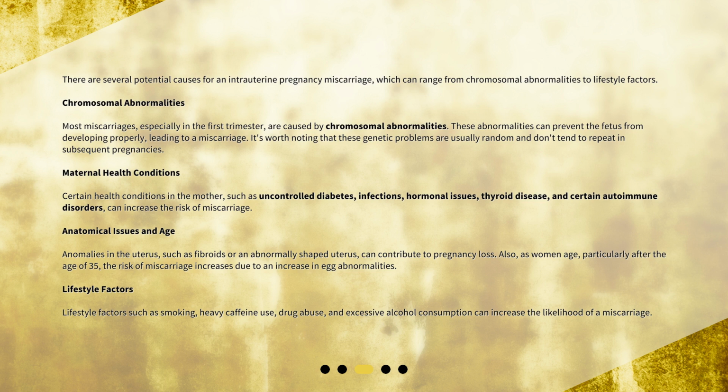Maternal health conditions. Certain health conditions in the mother, such as uncontrolled diabetes, infections, hormonal issues, thyroid disease, and certain autoimmune disorders, can increase the risk of miscarriage. Anatomical issues and age: anomalies in the uterus, such as fibroids or an abnormally shaped uterus, can contribute to pregnancy loss. Also, as women age, particularly after the age of 35, the risk of miscarriage increases due to an increase in egg abnormalities. Lifestyle factors such as smoking, heavy caffeine use, drug abuse, and excessive alcohol consumption can increase the likelihood of a miscarriage.